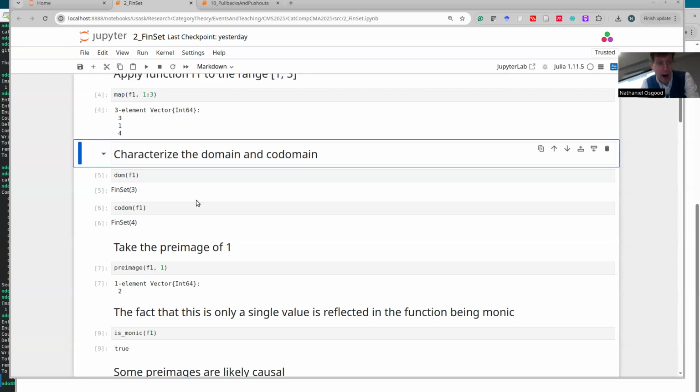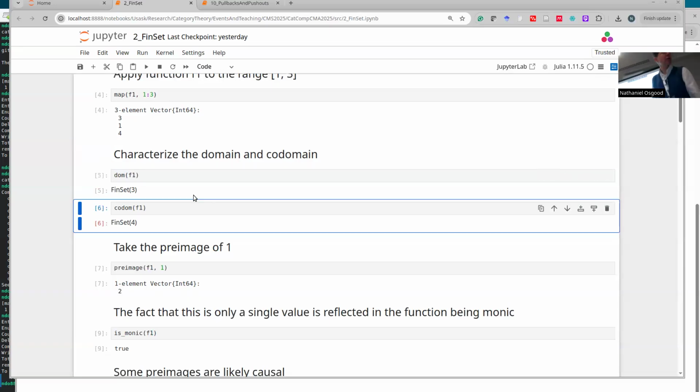More than that, I could ask, what's the domain of this function? The domain is FinSet of 3.